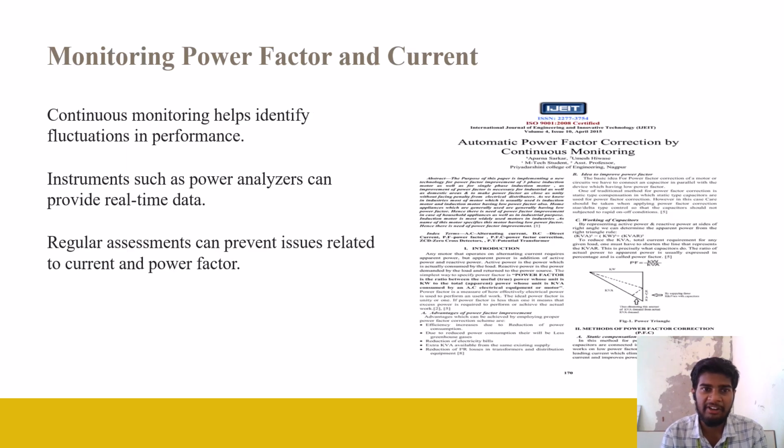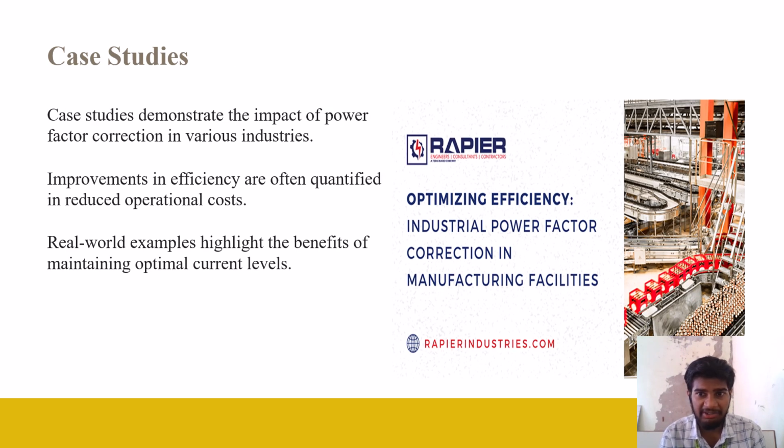And coming to monitoring of the power factor and current, how can we monitor? Continuous monitoring helps identify fluctuations in performance, and instruments such as power analyzers provide real-time data. Regular assessments can prevent issues related to the current and power factor. So this is the monitoring of the power factor and current. And coming to case studies of power factor and voltage, these help as a reference.